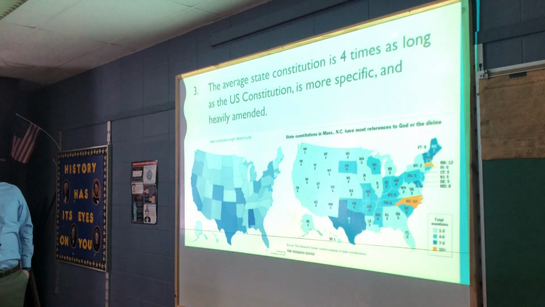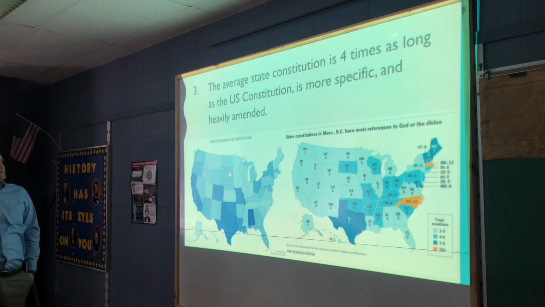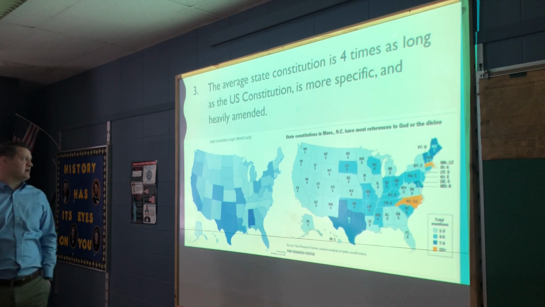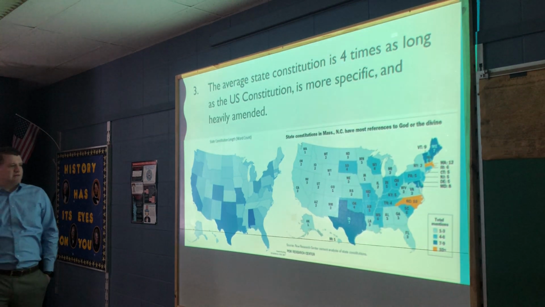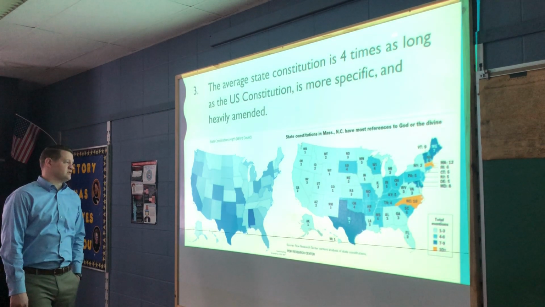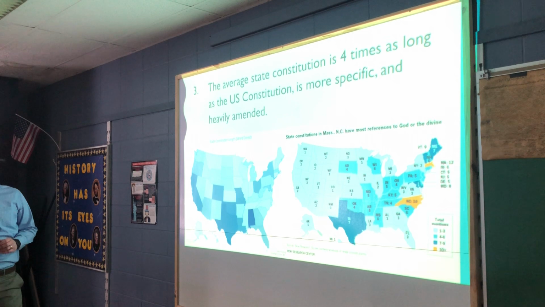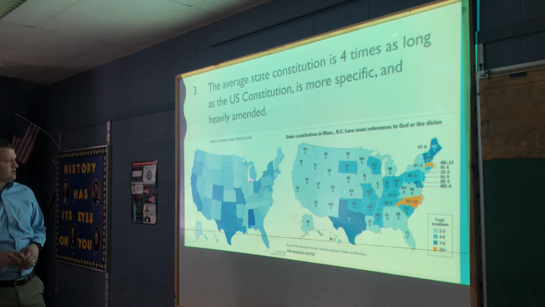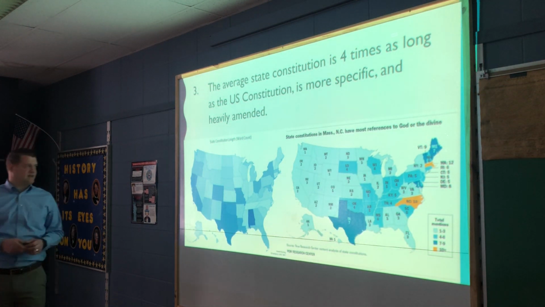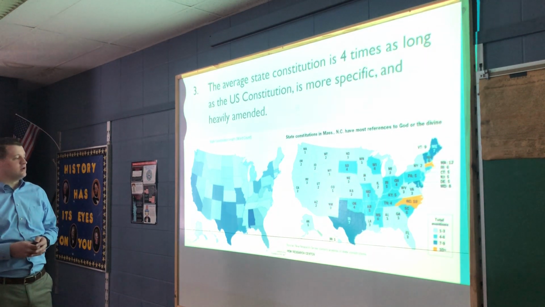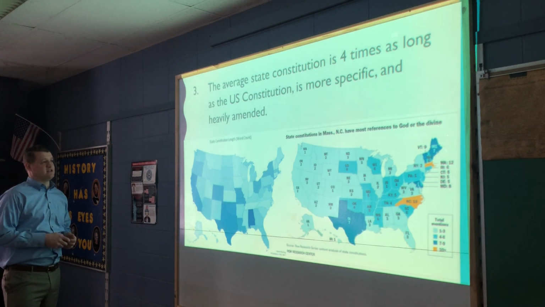So we have a couple pictures, a couple graphs. On this map, the darker the state, the longer the word count, state constitution length in word count. So we see Alabama, Texas, California, Colorado, Missouri, etc. have much longer state constitutions than, say, Utah or Montana. Indiana's pretty short. But the darker the color, the longer the state constitution is. Keep in mind that even on average, it is 4 times as long as the United States Constitution.